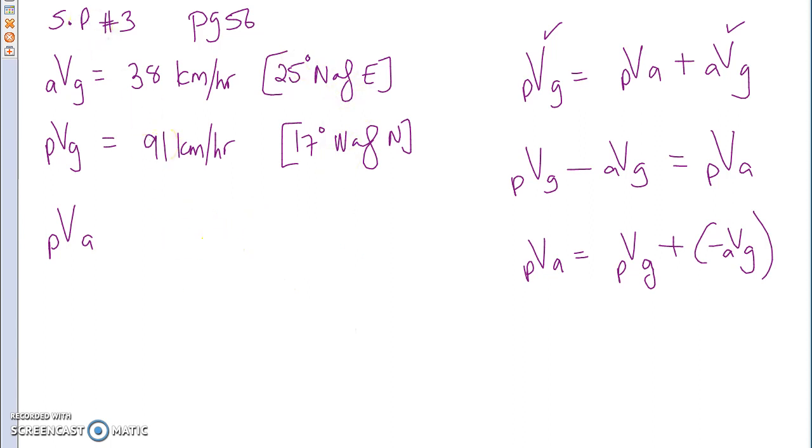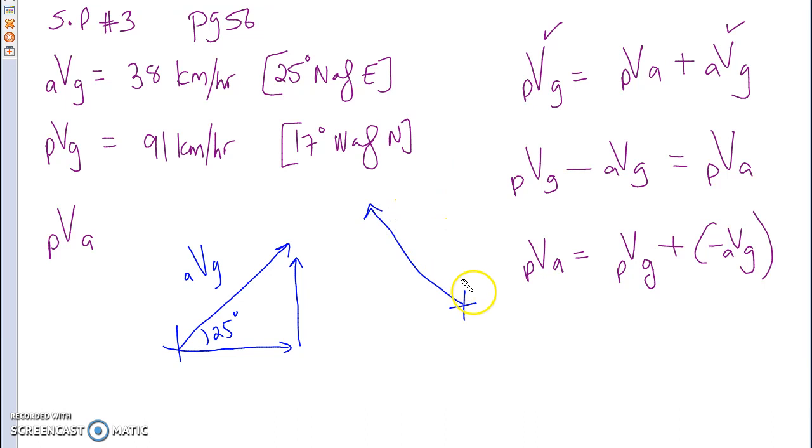Okay. All right. So let's draw these vectors out. So the first one is VAG, which is 25 degrees north of east. And this is going to be your VAG, 25 degrees north of east. Okay. And the next one, of course, is our velocity of the plane relative to the ground. Again, this is west of north. It's this way. And west of north. So this is VPG. And this, of course, is 17 degrees. Of course, this is not a scale diagram, so bear with me.